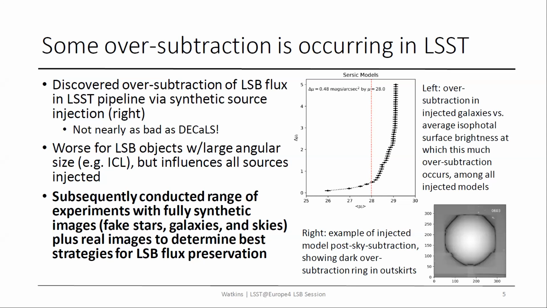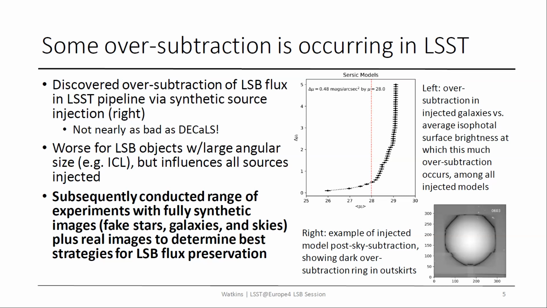So what I'm showing on the right is a plot of the over subtraction among all of the model galaxies that we injected, as a function of the isophotal surface brightness for the average model that we injected, at which that much over subtraction occurs. And so we found that starting at around maybe 26, 27 magnitudes per square arcsecond, we do start to see a systematic over subtraction of flux in the very faintest outskirts of the models that we injected, which seems to get worse the deeper that you go around a given model.